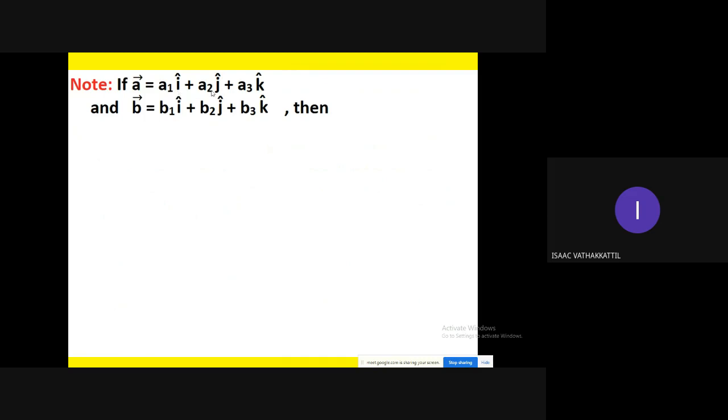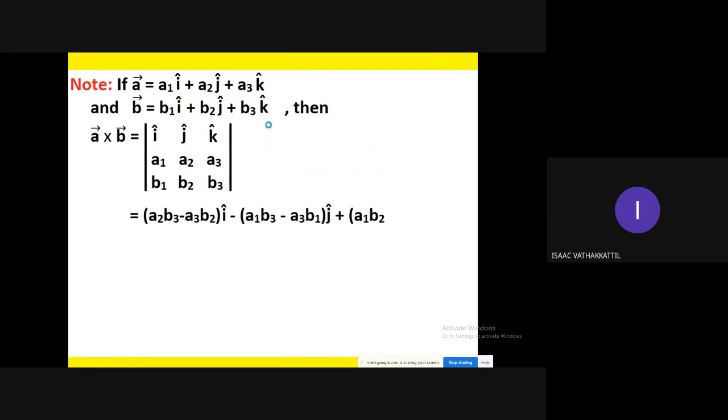If A equal to A1 I plus A2 J plus A3 K, B equal to B1 I plus B2 J plus B3 K, then A cross B, you can easily observe, is simply the value of the determinant. First row is I cap, J cap, K cap. Second row is A1, A2, A3. Third row is B1, B2, B3. You can evaluate, that will be I cap into A2 B3 minus A3 B2, minus J cap into A1 B3 minus A3 B1, plus K cap into A1 B2 minus A2 B1.